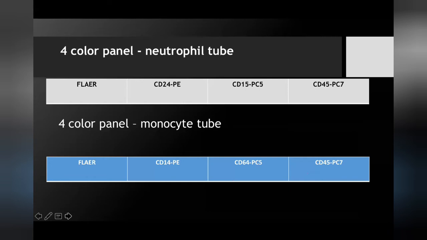For a neutrophil tube, you can put up CD15 on PC5 and CD45 on PC7. These will be the gating markers. And then FLAER on FITC and CD24 on PE can serve as the GPI anchored markers. For a monocyte tube, CD64 and CD45 here on PC5 and PC7 are the gating markers, while FLAER and CD14 will be the GPI anchored markers.